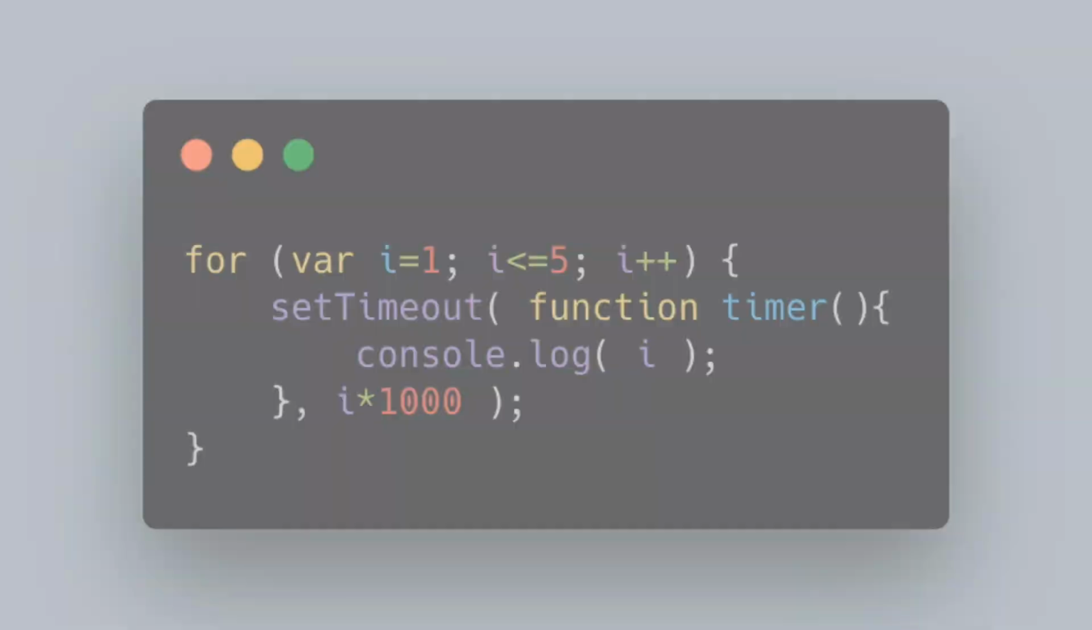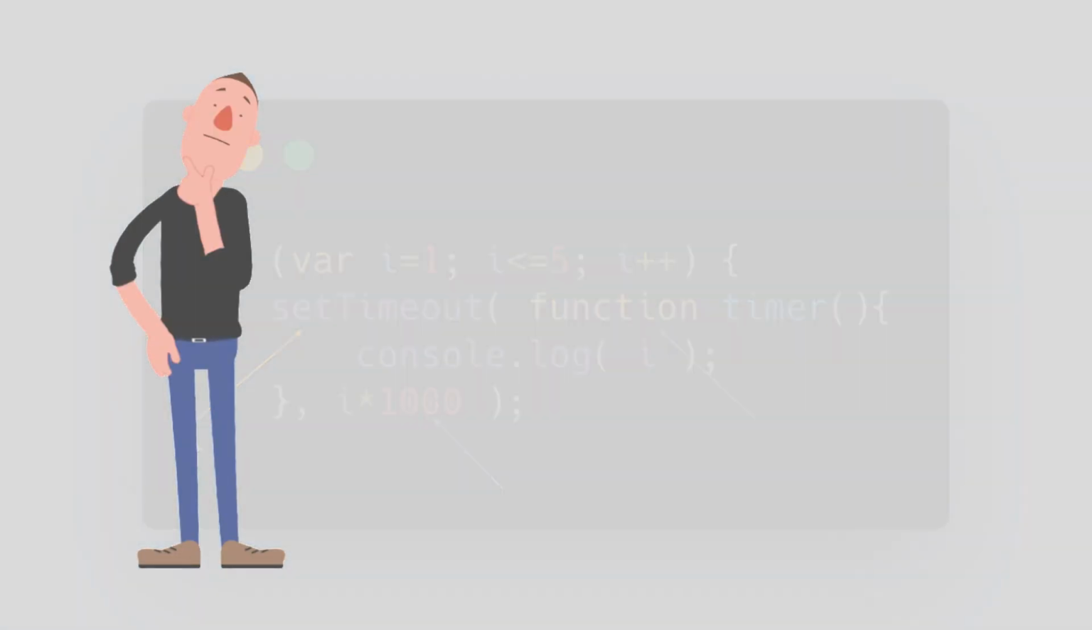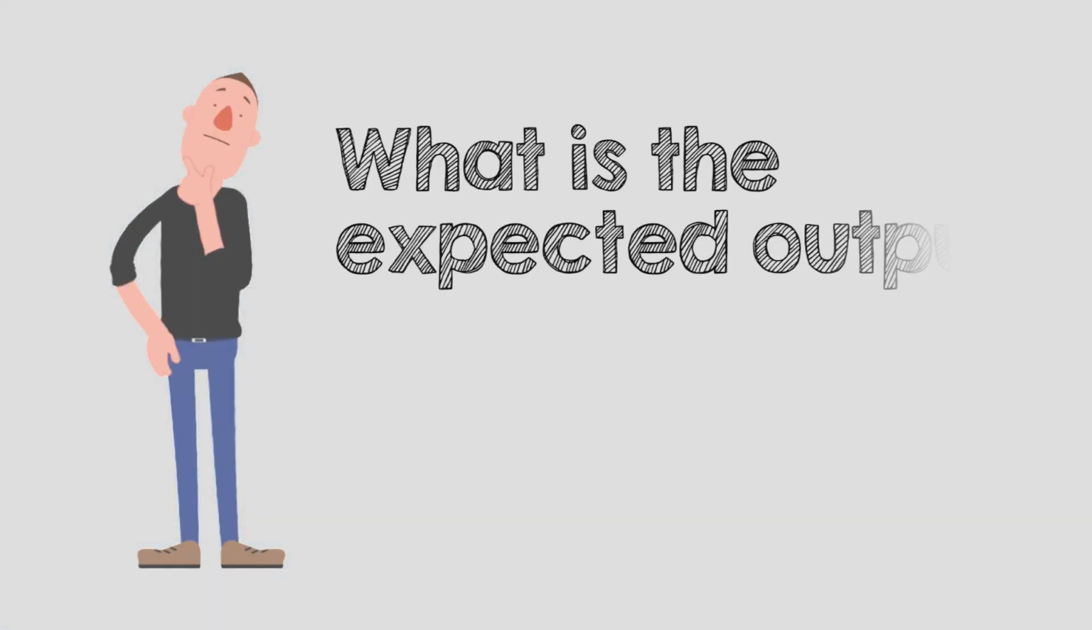The interviewer presents you with this code snippet and asks you to predict the expected output. A for loop which contains just a single setTimeout statement. The setTimeout takes a function that just logs the variable i passed to it after a particular time interval that is also a multiple of i. Simple enough, right? So let's see what our thought process would be.